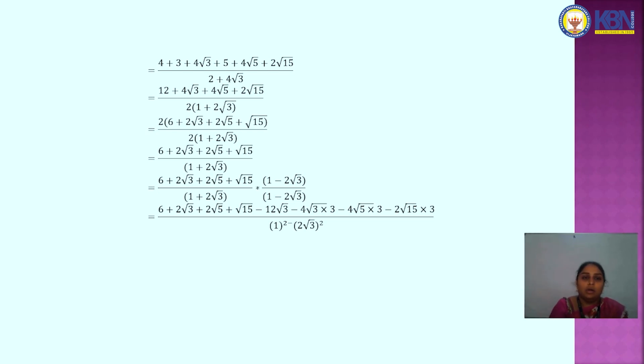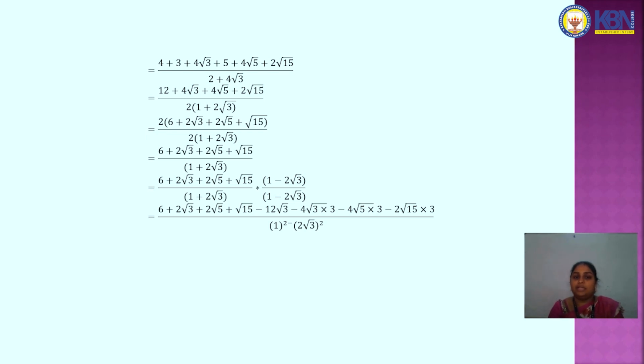Now add all the single terms in the numerator, then we get 4 plus 3, that is 7, 7 plus 5, that is 12, 12 plus 4 root 3 plus 4 root 5 plus 2 root 15 by, in the denominator take the common factor 2, then we get 1 plus 2 root 3. By taking the common term in the numerator and denominator, 2 get cancelled, then the result is 6 plus 2 root 3 plus 2 root 5 plus root 15 by 1 plus 2 root 3.